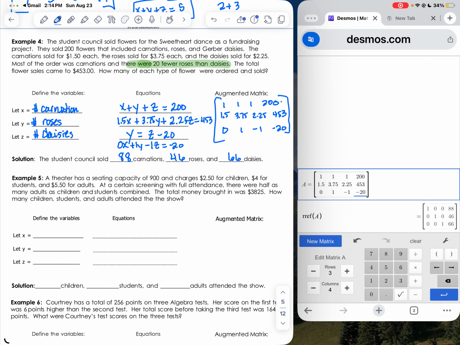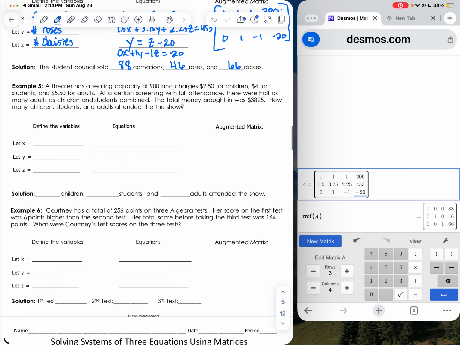All right, example 5. A theater has a seating capacity of 900 and charges $2.50 for children, $4 for students, and $5.50 for adults. So I'm going to stop right there, and I'm going to let x be the number of children.